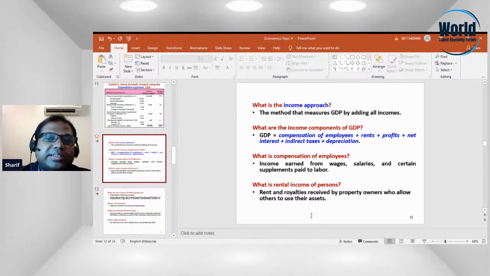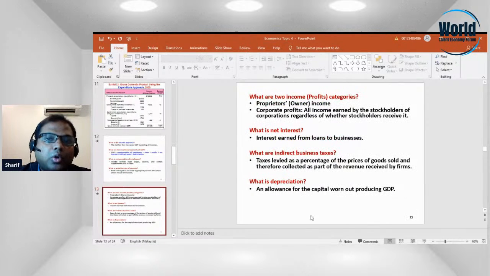What is compensation of employees? Income earned from wages, salaries, and certain supplements paid to laborers. What is rental income? Rent and royalties received by property owners who allow others to use their assets. What are the two income categories? Proprietors' income and corporate profit. All income earned by the stockholders of the corporation, regardless of whether stockholders receive it.